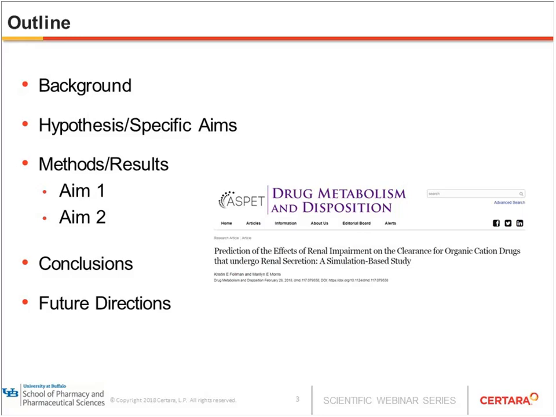I'd like to point out that the work I'm presenting today is from one of my more recent publications in drug metabolism and disposition. So if you're interested in the work and you want to see it in more detail, you can look at this publication.